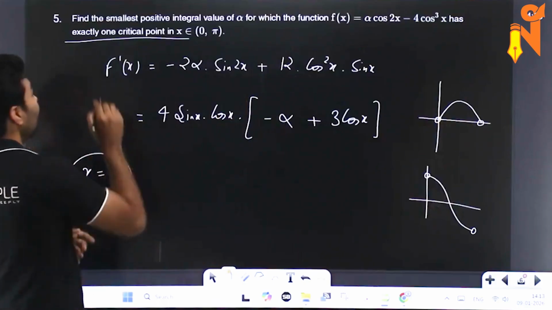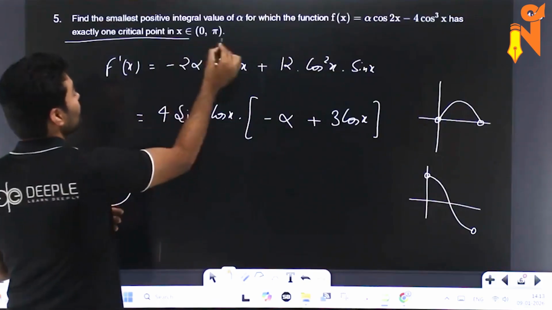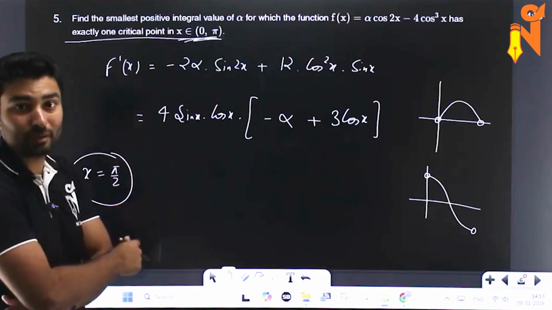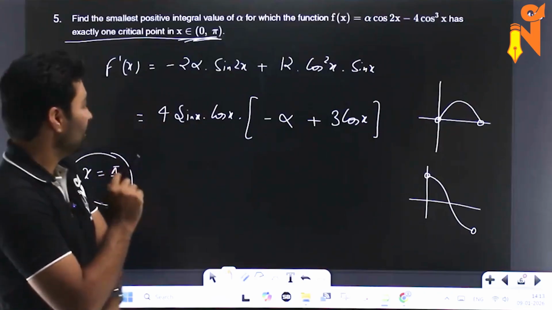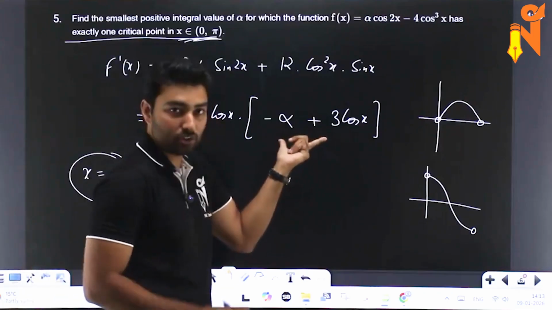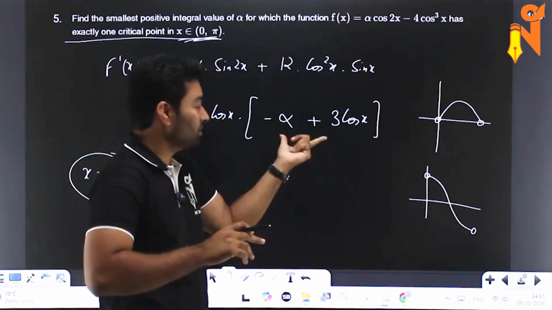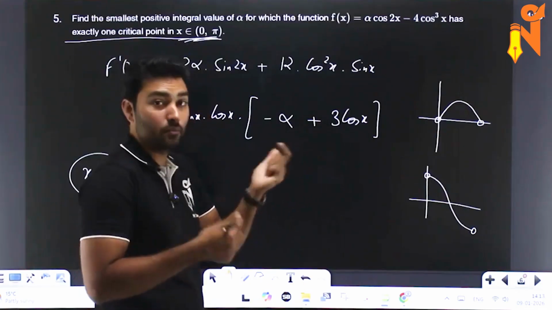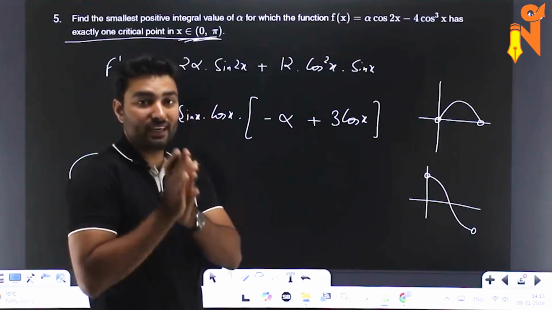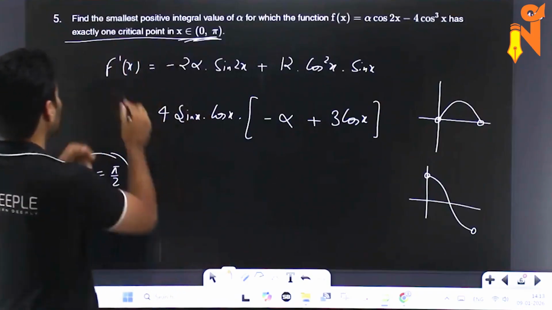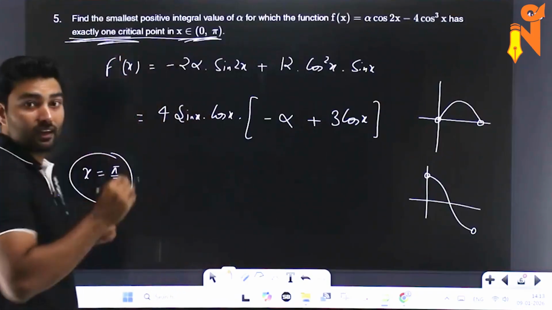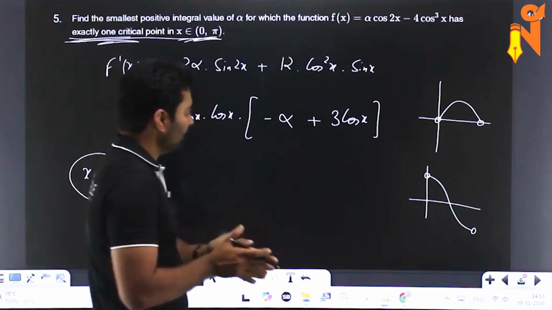What is given here? Exactly one critical point between this. So one I found easily, pi by 2. Now you can say, sir, this also can be 0, right? But if this is also 0, that means you are finding more critical points. But what I need is only one critical point, not more than one. So now obviously this is not 0.